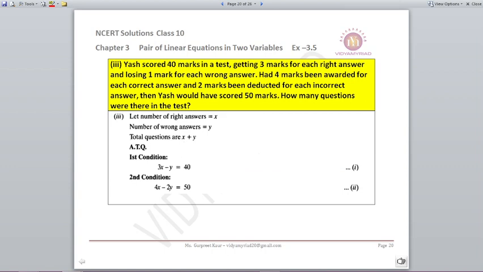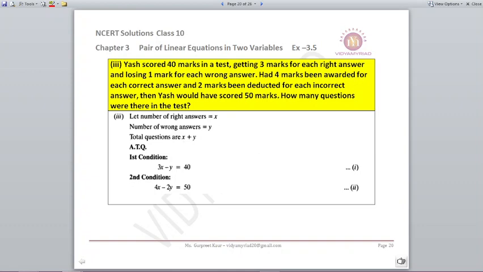Yash scored 40 marks in a test, getting 3 marks for each right answer and losing 1 mark for each wrong answer. Had 4 marks been awarded for each correct answer and 2 marks been deducted for each incorrect answer, then Yash would have scored 50 marks. How many questions were there in the test?